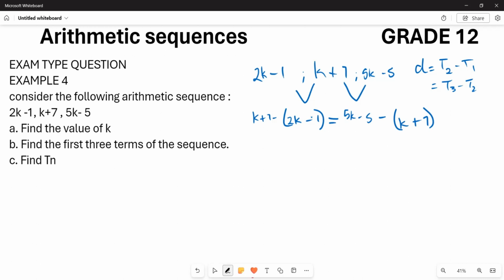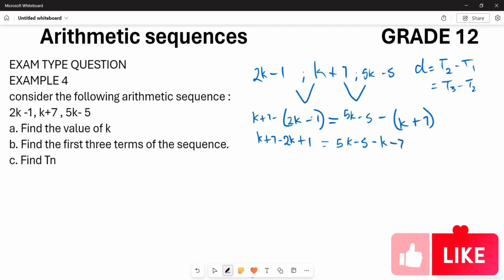So this is basically going to be k plus 7 subtract 2k, and negative, this is going to give you positive 1, is equal to, the other one is given by 5k subtract 5, then subtract k, and then you are going to subtract 7, right? Now that we are here, we are going to simply do what?